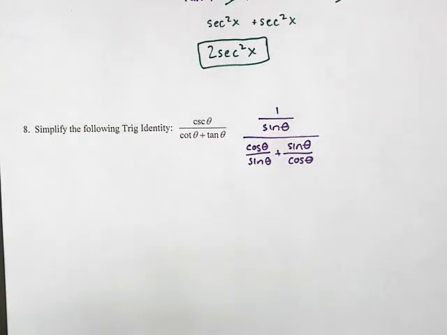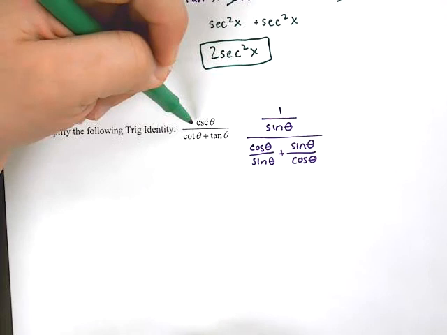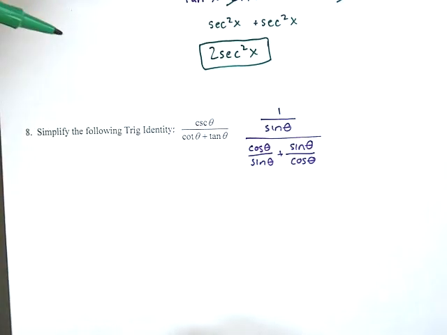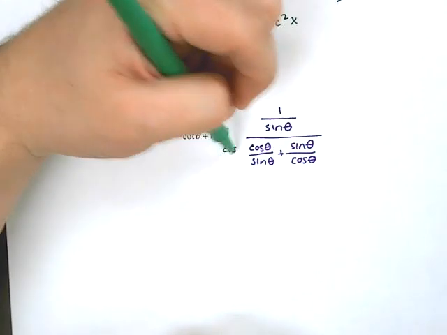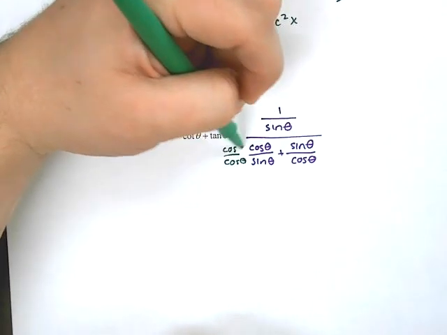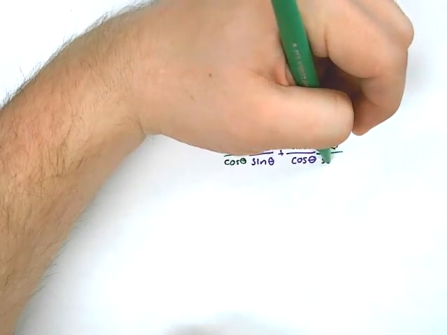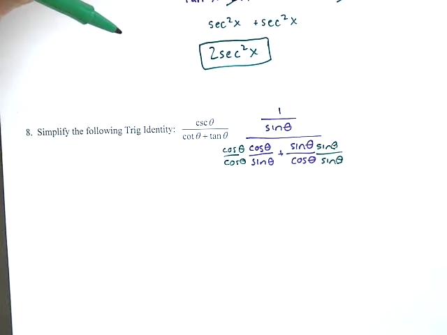So again, right now, I don't even know what I would do. At least now that I'm here, I have an idea of my next step. So I'm going to multiply by cosine over cosine, and over here sine over sine. Again, why did I do that? Because I needed to have the common denominators. So let's keep going.